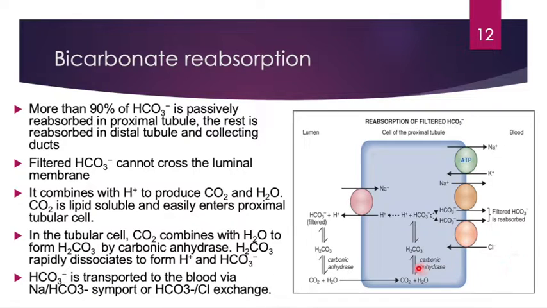In the tubular cell, the opposite process occurs, whereby carbonic anhydrase will combine carbon dioxide with water and form carbonic acid. Carbonic acid will dissociate to form hydrogen ion and bicarbonate ion. On the basolateral membrane, there are sodium bicarbonate co-transporter and bicarbonate chloride counter-transporter. So bicarbonate can be reabsorbed into the blood via these transporters.